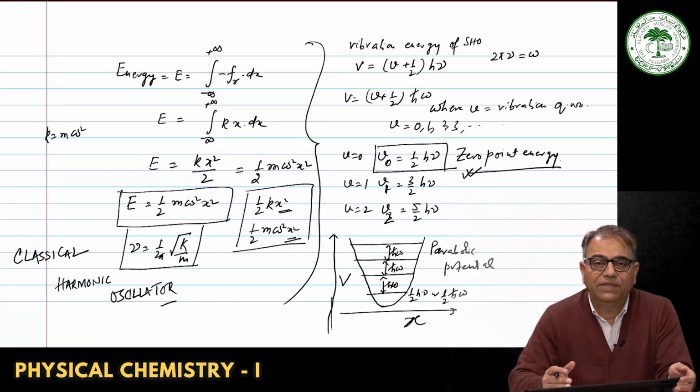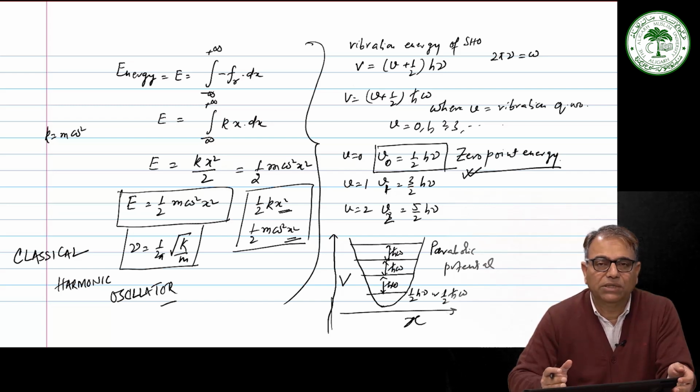But why at all are we, as chemists, doing this problem? The simple harmonic oscillator is something you have done till now in the physics syllabus. So why are we doing it as chemists? Let us see.